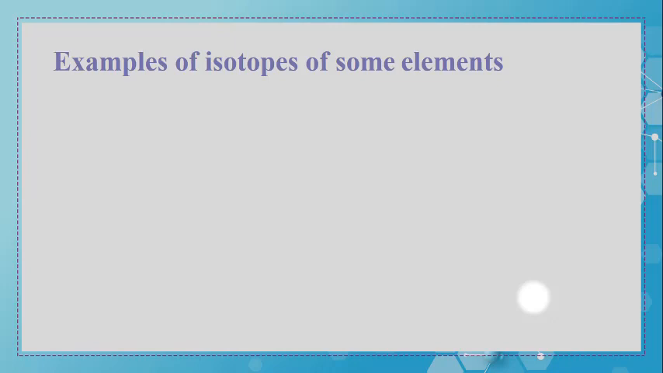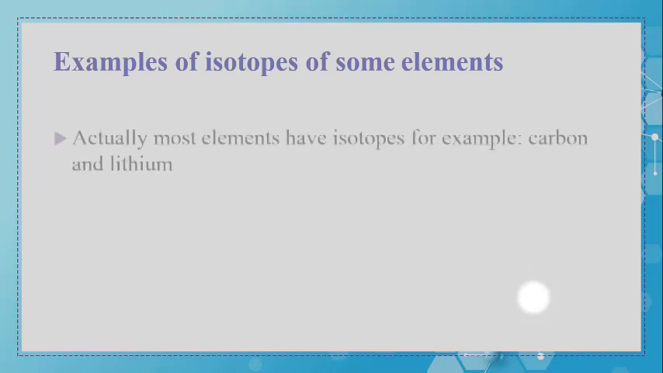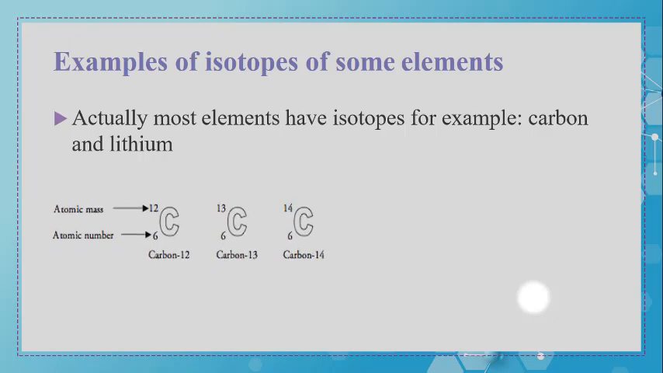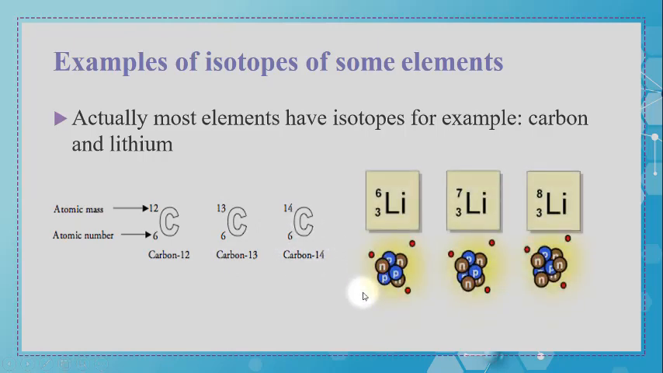Examples of isotopes of some elements. Most elements have isotopes, for example carbon and lithium. For carbon, we have 3 isotopes: carbon 12, C612, carbon 13, C613, carbon 14, C614. And lithium has three isotopes, Li36, Li37, and Li38.